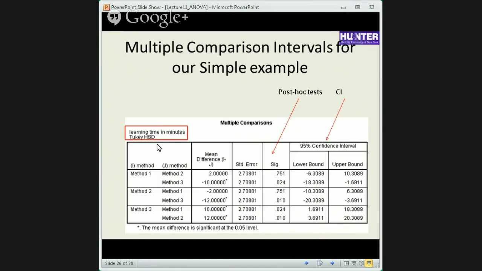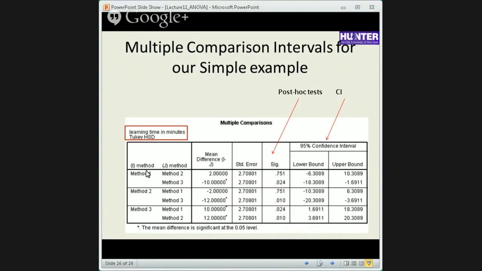So here's an example output for that learning example with Tukey's honestly significant difference method, the one that you're probably usually going to use. And you'll see for each, so for method 1, it shows you the comparison to methods 2 and 3. For method 2, it compares to 1 and 3. And then method 3, this is actually just repetitive with the other two.